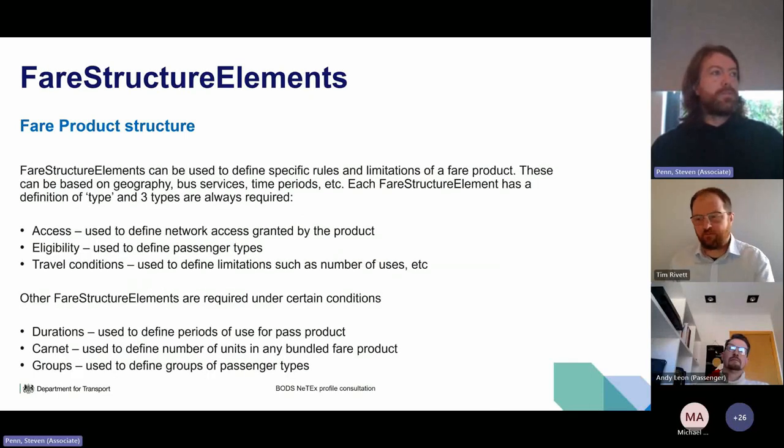So to talk a bit more about the fare structure elements. A fare structure element is like a defined group of elements that can be used to define rules and limitations of a fare product. And these can be defined in multiple ways. I'm saying geography and bus services, time periods there, but there are many, many different things that you can do. You can also use them to define access rights negatively. So rather than saying what services it does access, you can also say what services it doesn't access if it's like a network period pass, something like that.